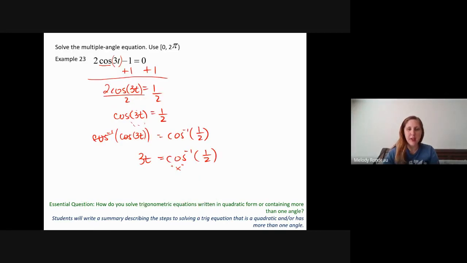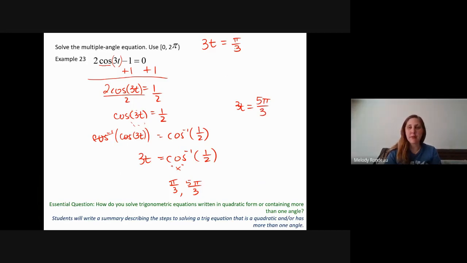So I'm going to come back and build 2 equations. My 2 values that worked for this were pi over 3, I believe, and 5 pi over 3. So I'm going to build 2 separate equations. One that says 3t, the angle, is pi over 3. That was one of the options. Or the other one is 3t equals 5 pi over 3. So our angle that's represented by 3t has to be either pi over 3 or 5 pi over 3. So then we're going to solve to figure out what t actually is.